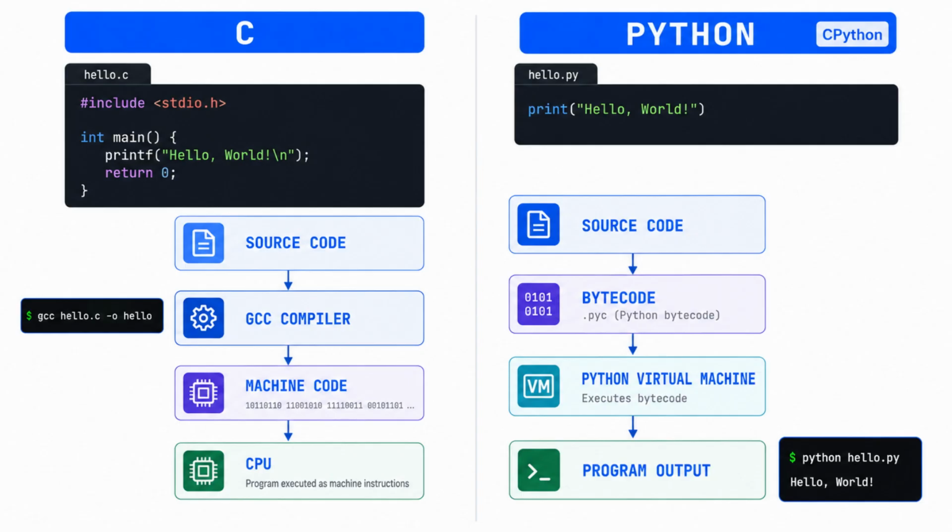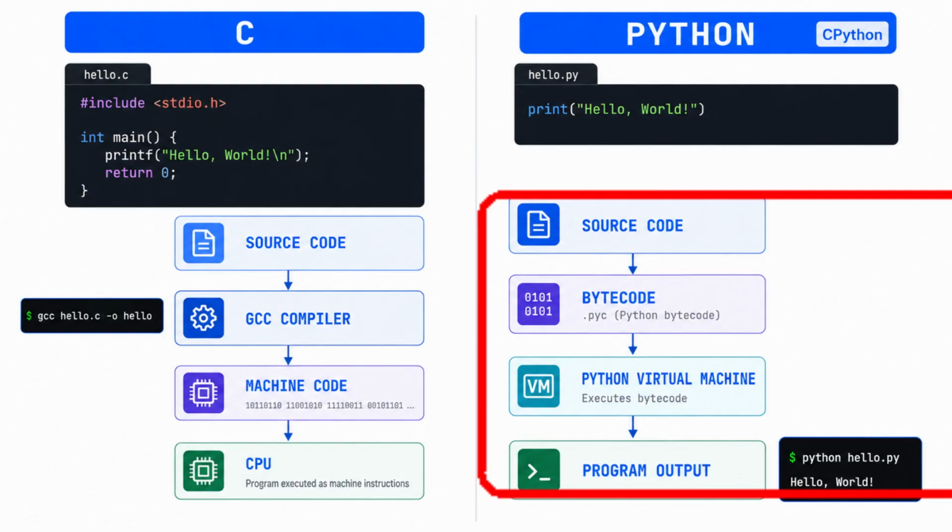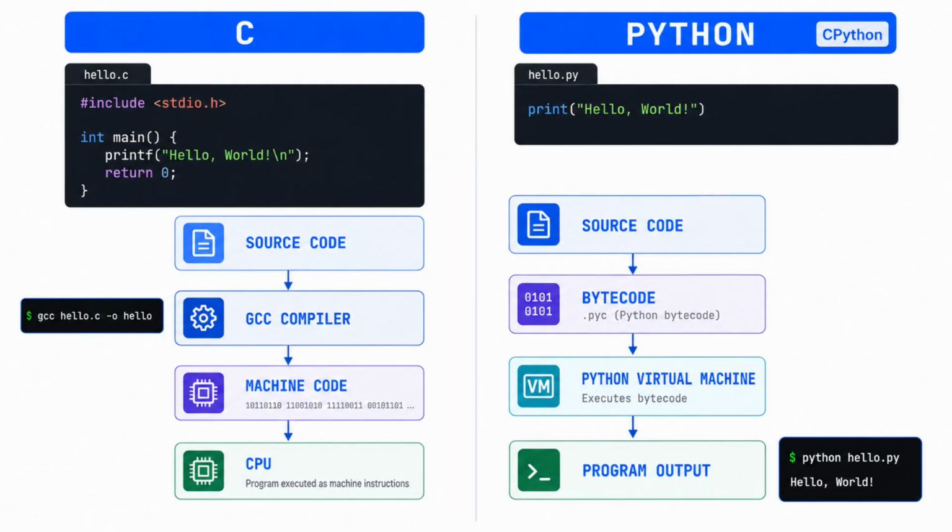Python has a different execution model. With CPython, your source code is compiled into bytecode, and that bytecode is executed by the Python virtual machine. So you can think of the difference like this. For C: source code, then compiler, then machine code, then the CPU. For Python: source code, then bytecode, then the Python virtual machine, then the program output. This is one of the important differences between the two languages.